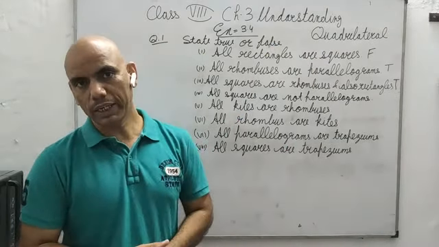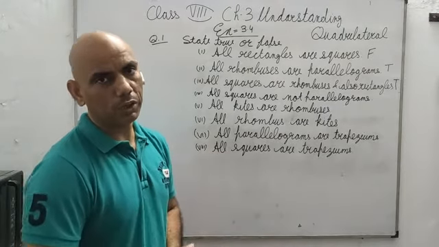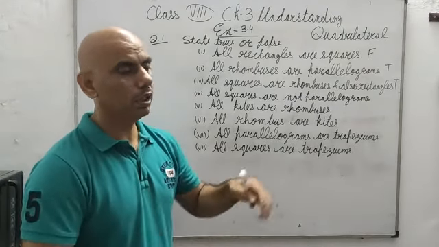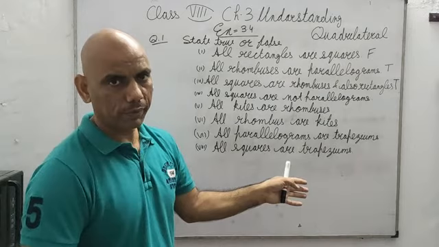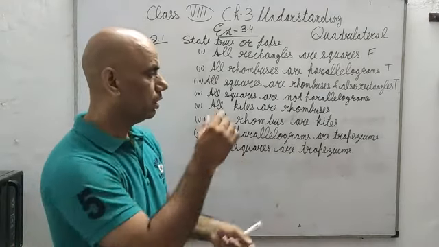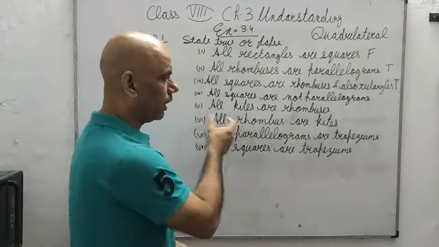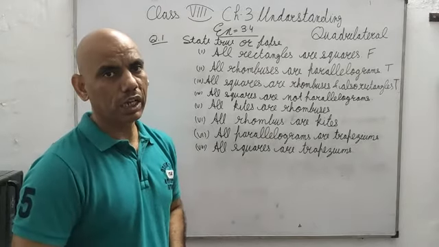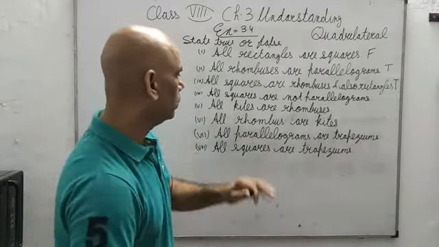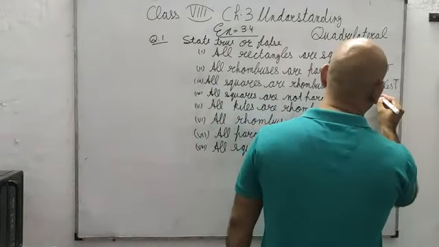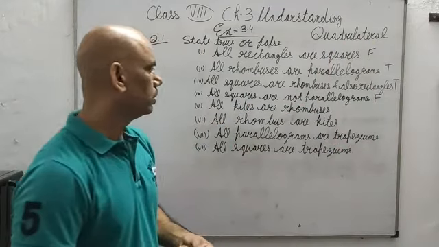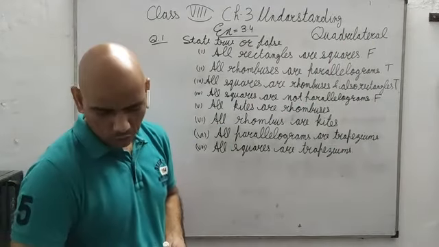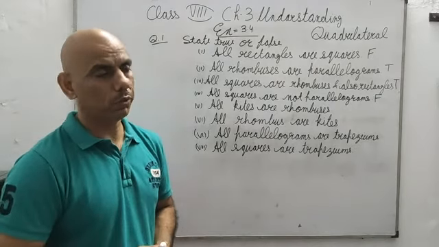All the squares are not parallelograms. How come it is possible? We studied in my previous lecture that square, rectangle and rhombus are the types of parallelogram only. So this is absolutely false that squares are not parallelograms. All the squares are parallelograms.